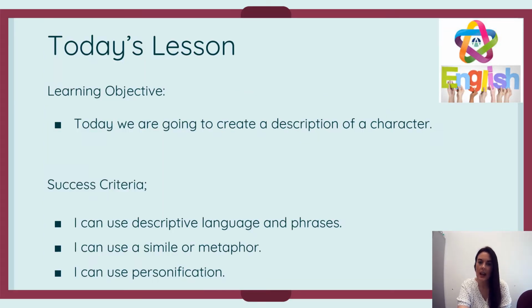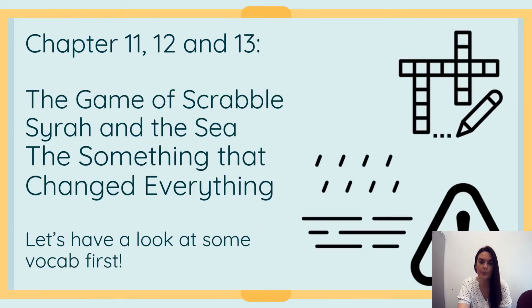Okay, so today's objective is we're going to create a description of a character and we're going to look at using descriptive language and phrases. I'd like you to use a simile or a metaphor and use some personification if possible. So we're going to look at chapters 11, 12 and 13 today, the game of Scrabble, Sirrah and the Sea, and something that changed everything.